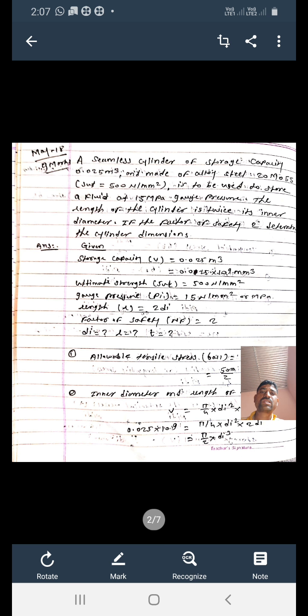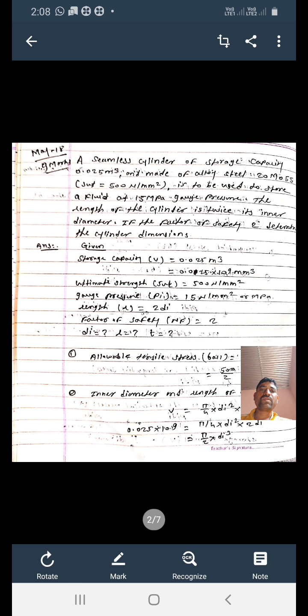Then which dimensions do we want to find out? di, the inner diameter of the cylinder, the length of the cylinder, and the thickness of the cylinder. First we'll write the given data. Read the problem statement carefully.